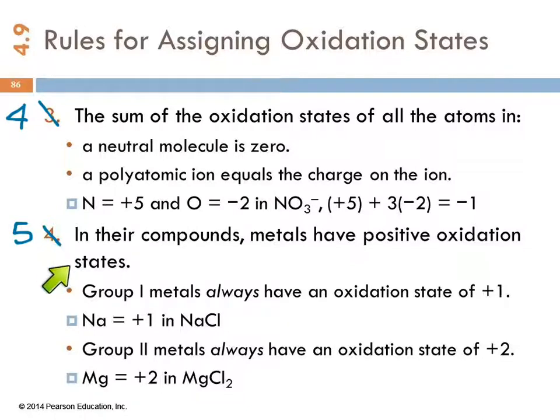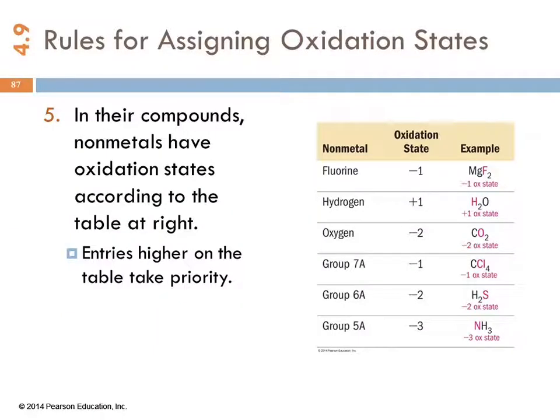In their compounds, metals are going to have positive oxidation states. Group 1 metals always have an oxidation state of +1. Group 2 is always +2. This is kind of redundant because this is the same as we said in an ionic compound. The charge and the oxidation state are the same. So I don't know why this is in here twice. And this is actually rule number 6.